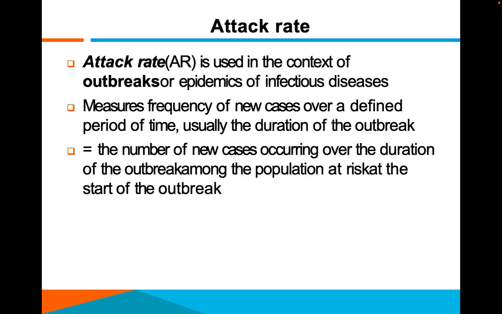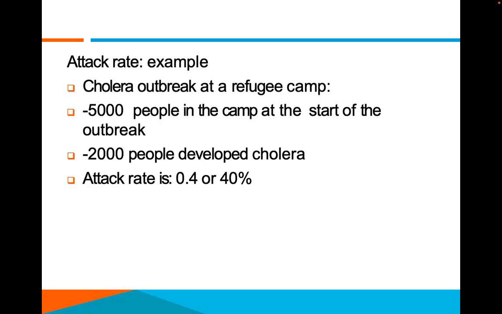Oh, okay. The measure of frequency of new cases over a defined period of time, usually the duration of the outbreak. So it is the number of new cases occurring over the duration of the outbreak over the population at risk at the start of the outbreak. So for example, a cholera outbreak at a refugee camp can be given by maybe 5,000 people in the camp at the start of the outbreak.